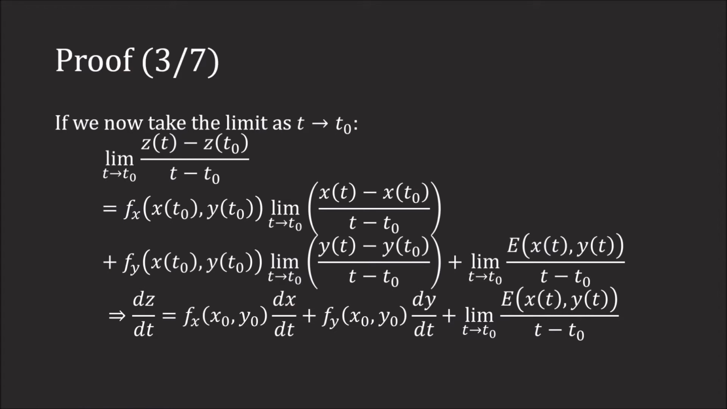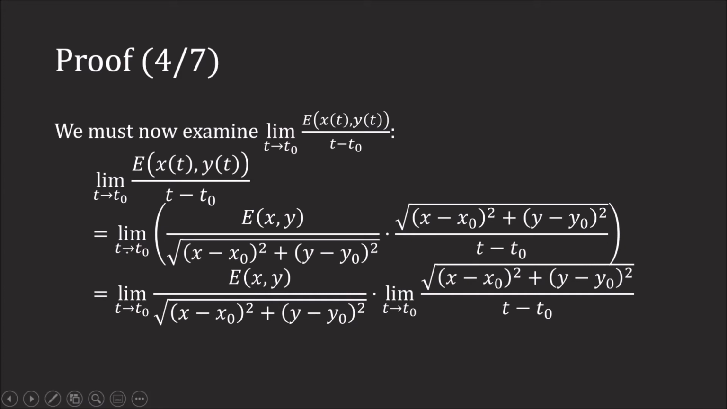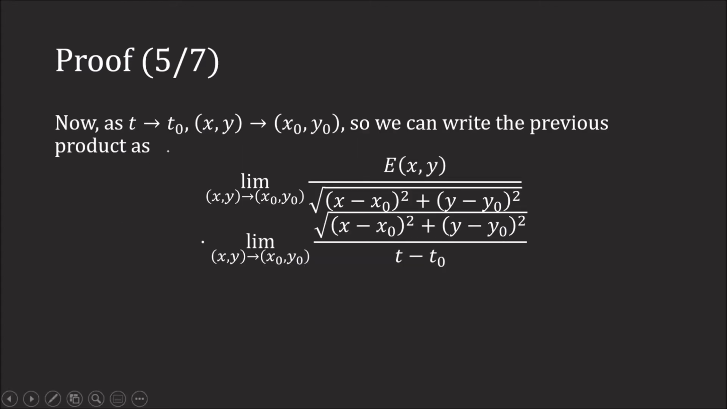So now what we have to do is examine this limit. We can multiply this limit by 1, i.e., we're going to multiply by the square root of x minus x naught squared plus y minus y naught squared in both numerator and denominator. So we can write this. Now we can split this into two limits. Now as t approaches t naught, x, y will approach x naught, y naught. So the previous limit can be written as this.